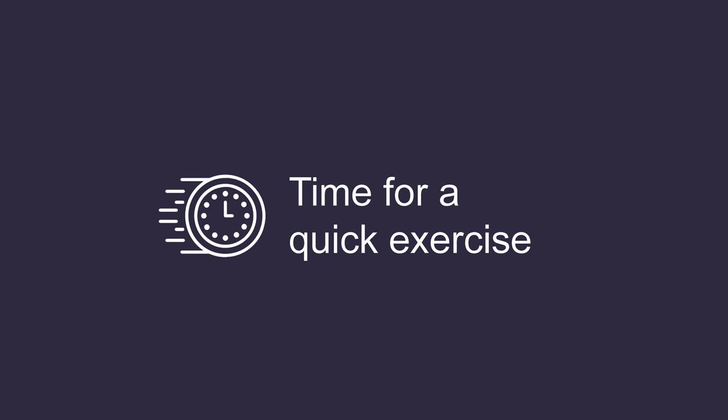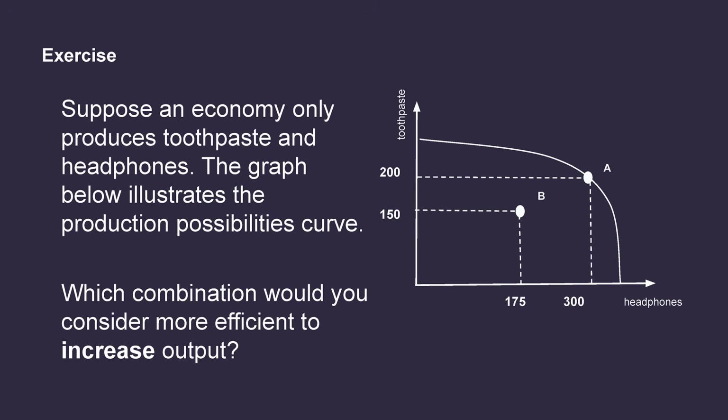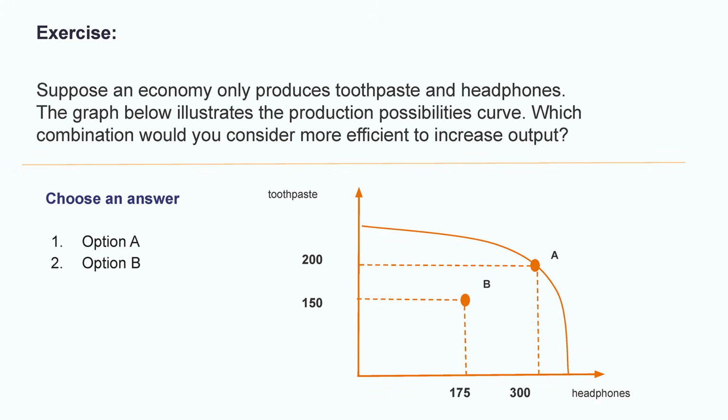This allows us to do a quick exercise. Suppose an economy only produces toothpaste and headphones. The graph below illustrates the production possibilities curve. Which combination would you consider more efficient to increase output, A or B? If you chose option A, then you are correct. Point A reflects a more efficient combination since it allows for higher output than option B.